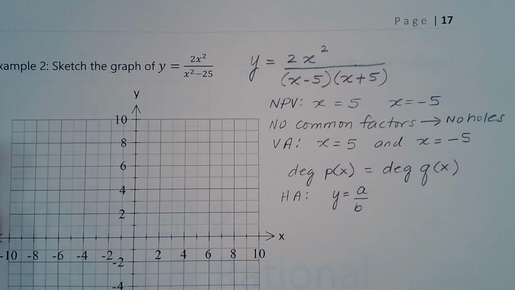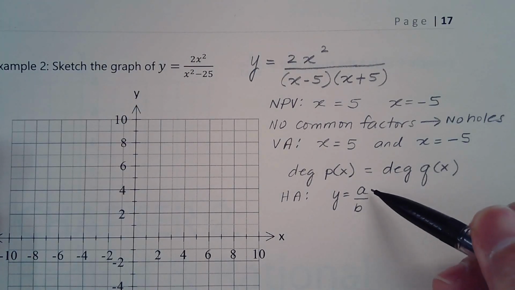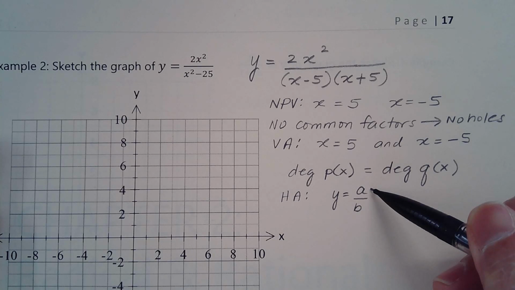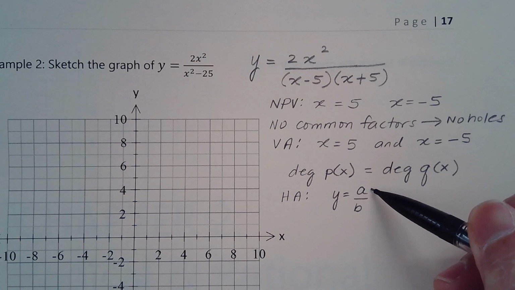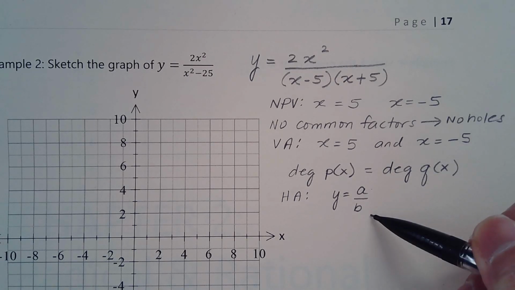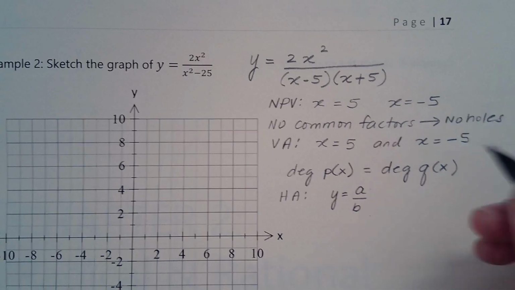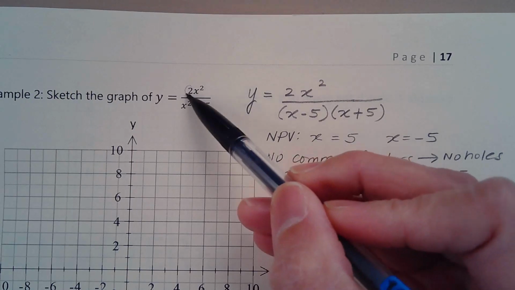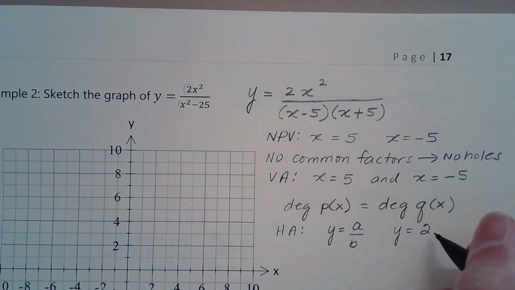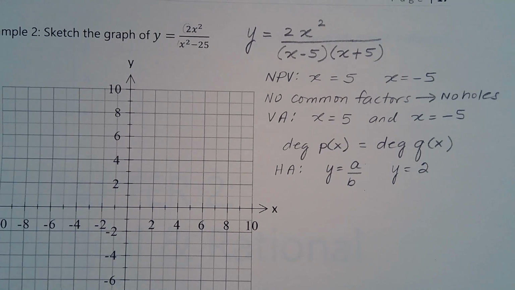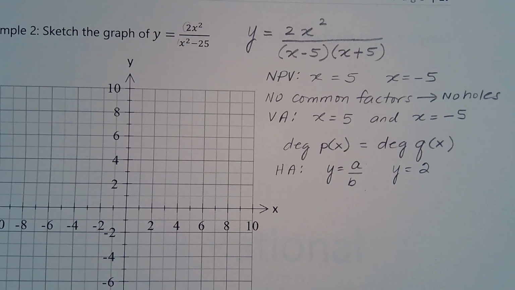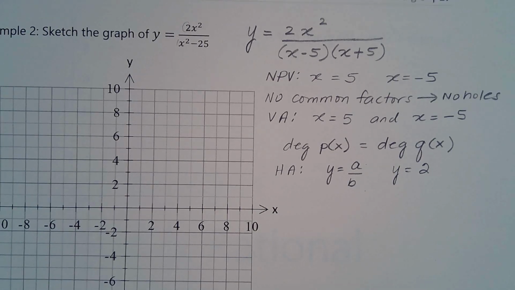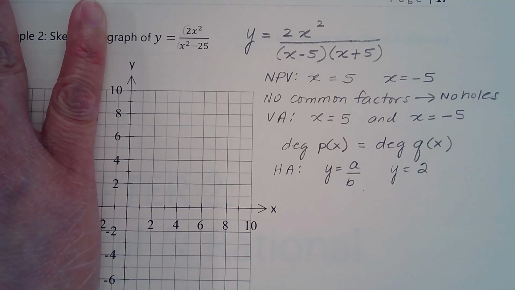And what does a over b represent? That's right. Perfect wording. The leading coefficient of p of x is the a, and the leading coefficient of q of x is the b. So what is that equal to? It's going to be 2 over 1, so I'll just write 2. Is that okay? Great. So we've got 3 asymptotes: 2 verticals and 1 horizontal. Awesome. So far so good.